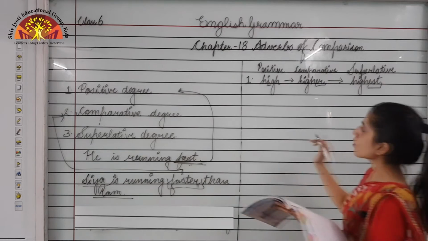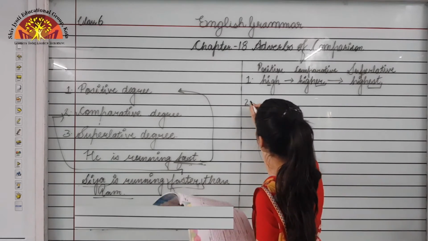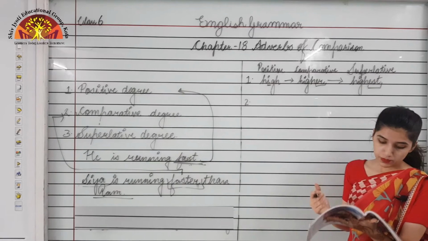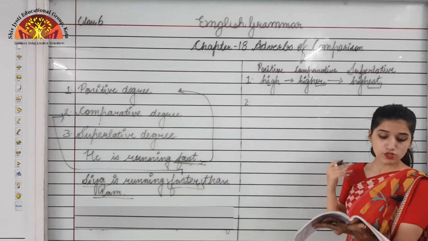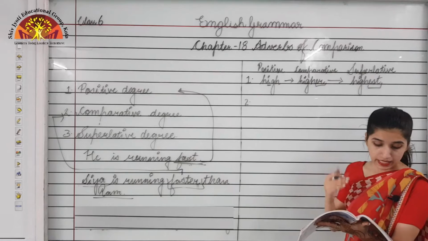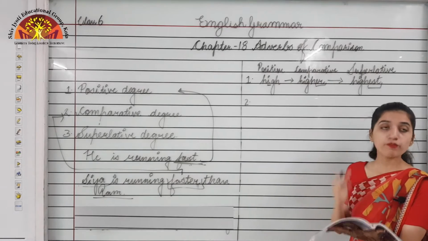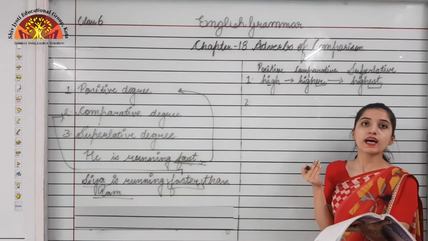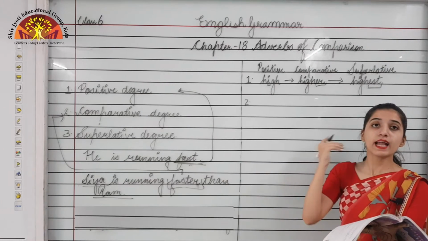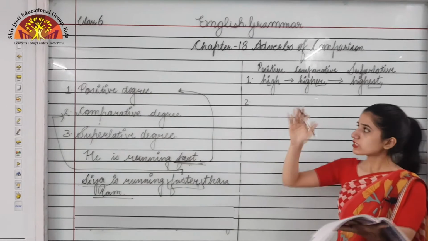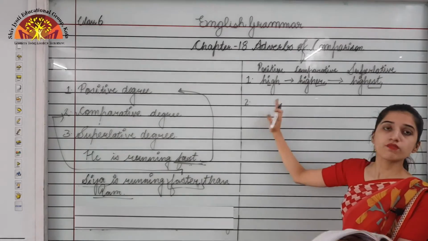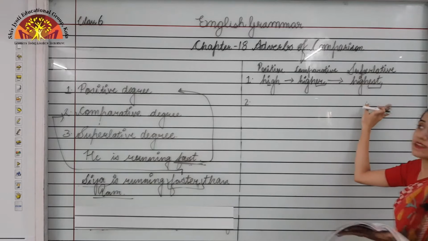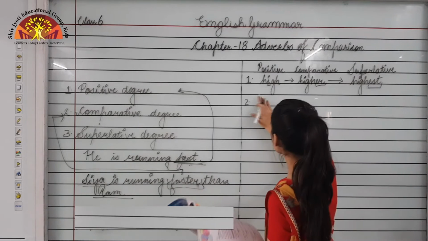Now, second point. With adverbs of two or more syllables, we form the comparative and superlative degrees by adding more and most before the positive form. We follow this in adverbs that end with ly. So we add more in the comparative degree and most in the superlative degree. I am writing an example over here.